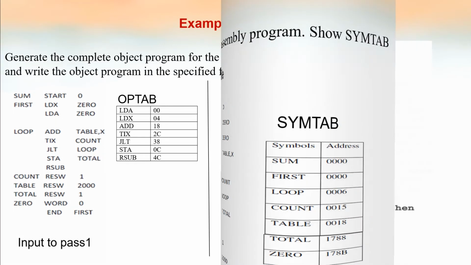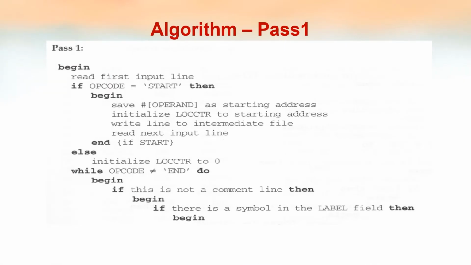Now we have understood the working of pass 1. So we can see the algorithm for pass 1, what all steps, how we can write it in an organized way. So this pseudocode we will use here. Begin here is similar to the brackets used in C language. Begin, read first input line. So the first input line we have read from the source program.